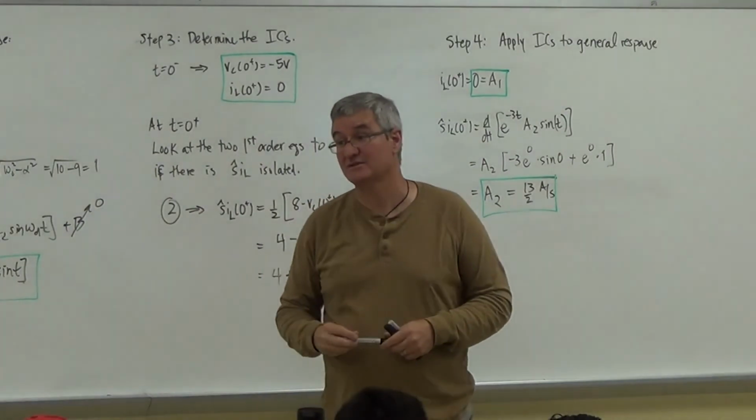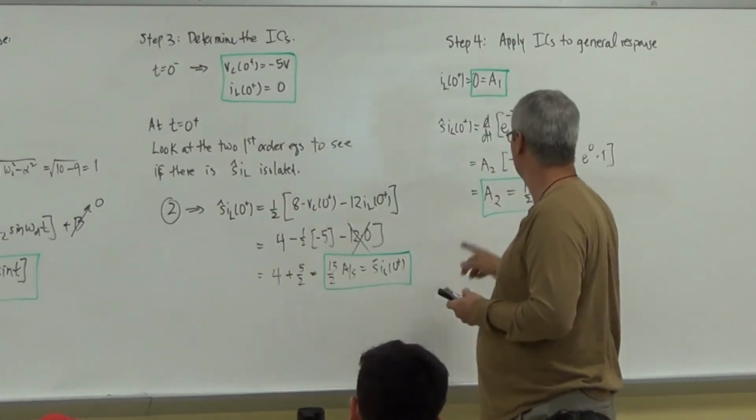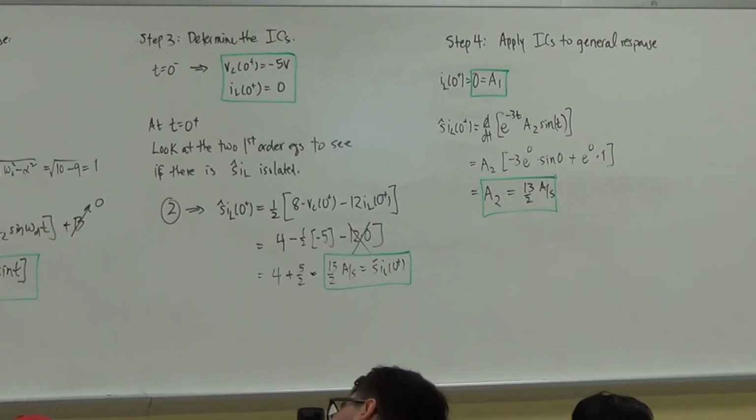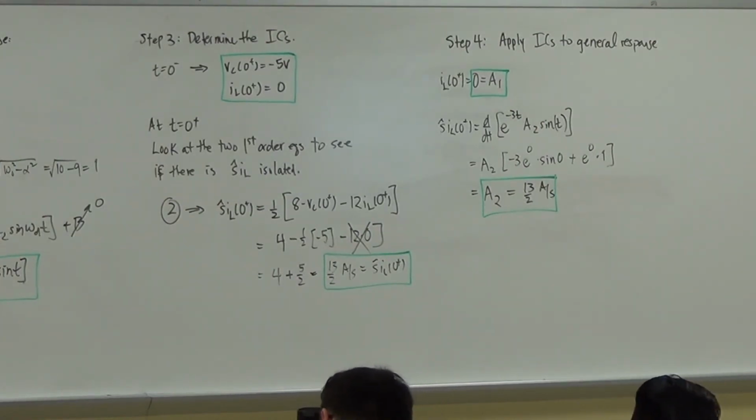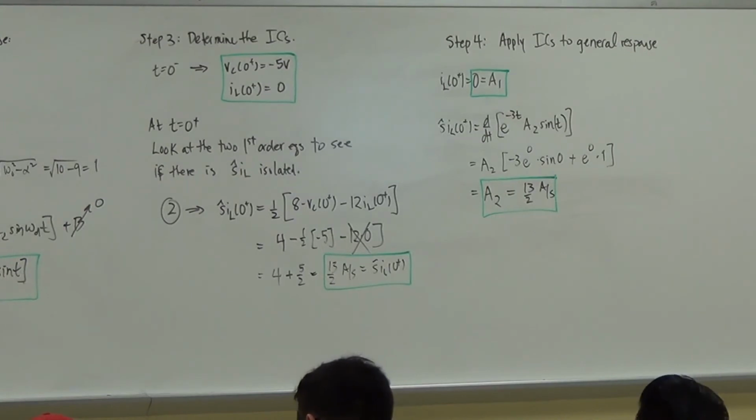Now, I hope this agrees with my notes. I don't even want to look at them anymore, so let's go plug this in. Here's my solution. The complete response says that IL of t has to equal A2, which is 13.2 times e to the minus 3t sine of t. This is the solution to the current.